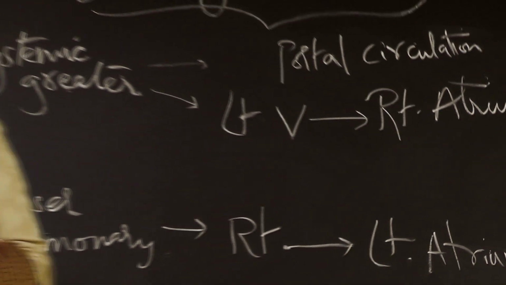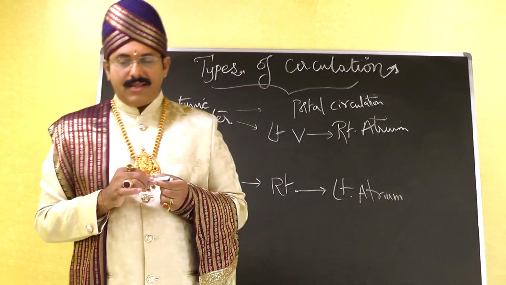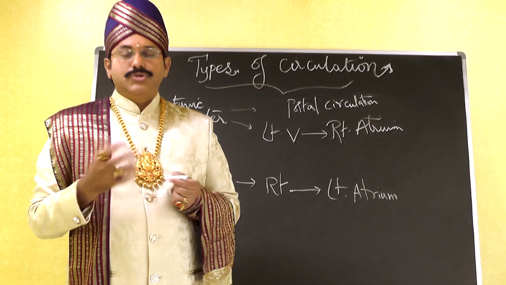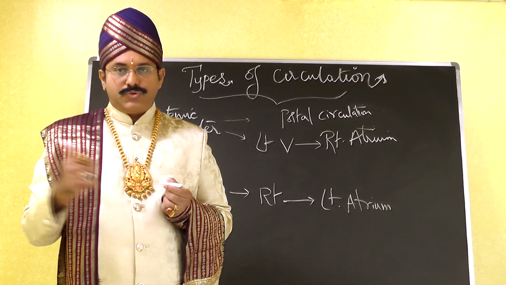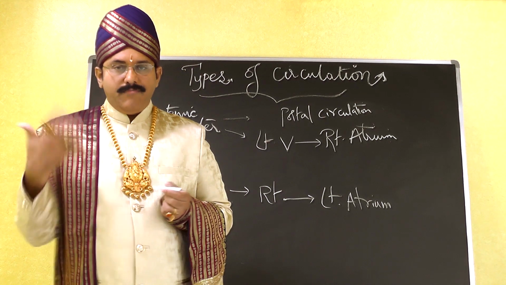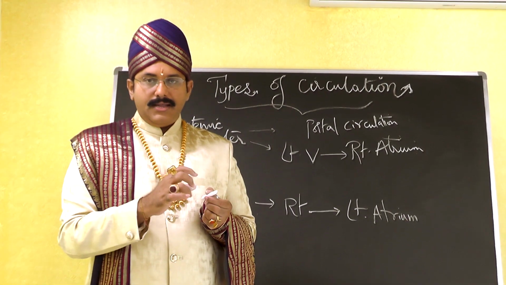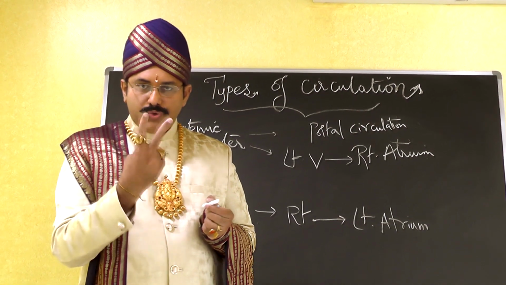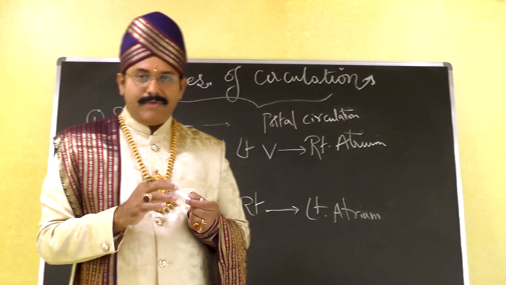Now coming to portal circulation, it is a very different type of circulation, wherein there are two sets of capillaries. The blood has to flow through two sets of capillaries before it enters into any systemic vein.